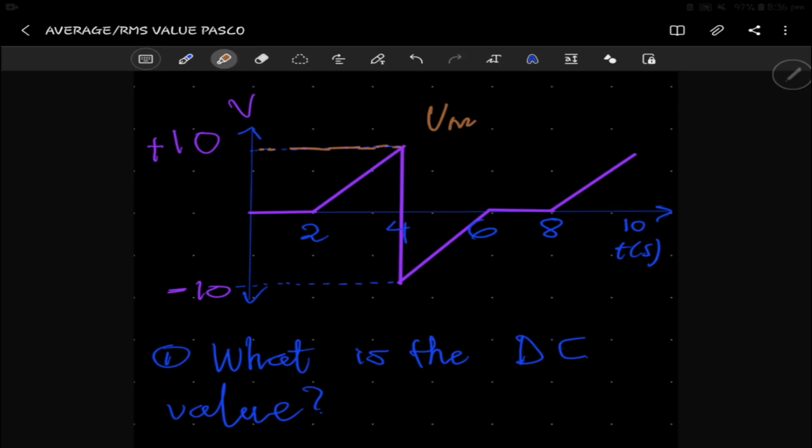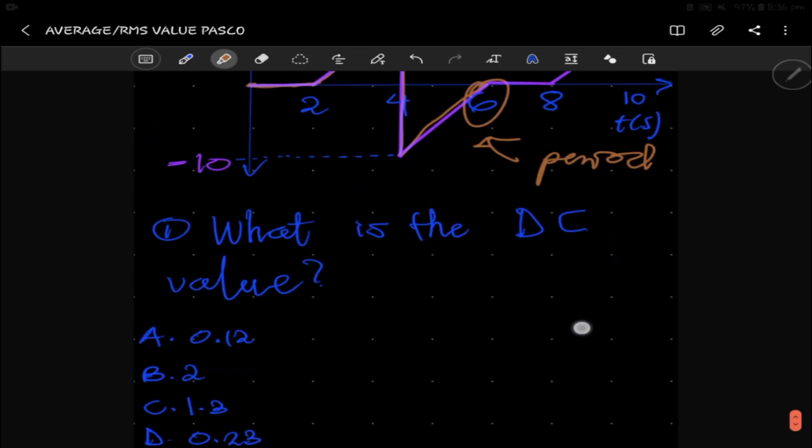And then let's identify the cycle. One cycle starts from here, right? This, this. So this is one cycle, right? And then if that's one cycle, then we know that the period for one cycle, or the period, right, is 6, right? So this here is the period, right?